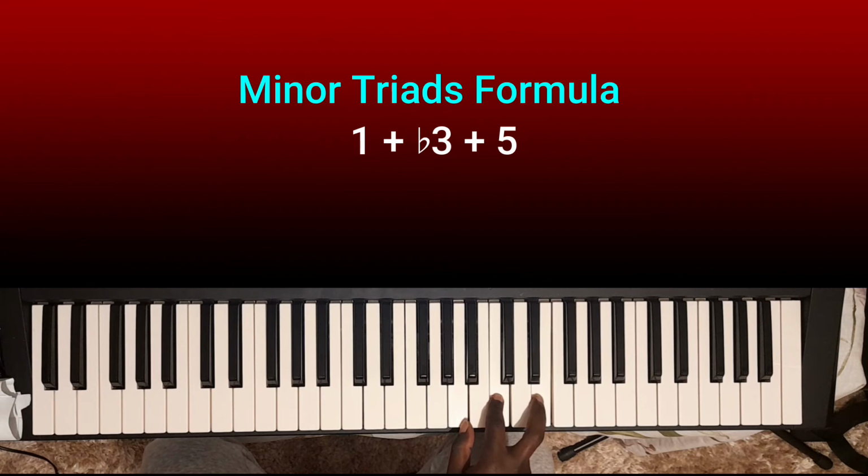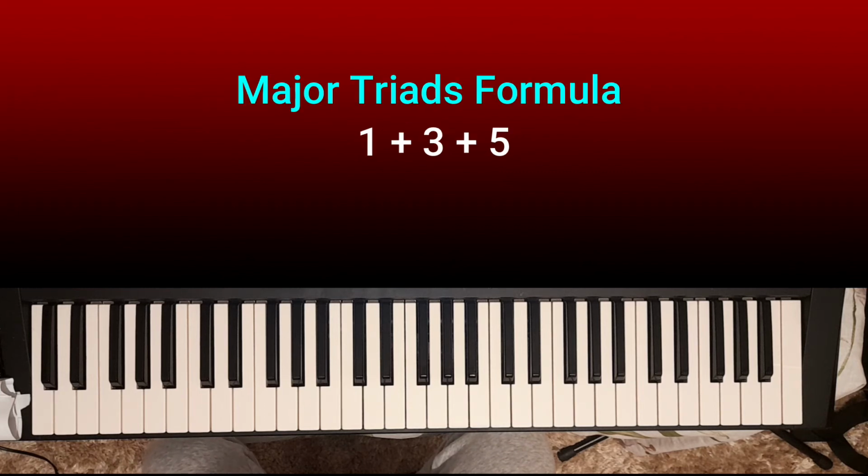So this is how you construct chords. You can construct any major and minor chords using those formulas. For the minor chords, you have 1, flat 3, and 5. And for the major triads or major chords, you have the 1, 3, and 5. So that's the formula to construct the simplest chord.